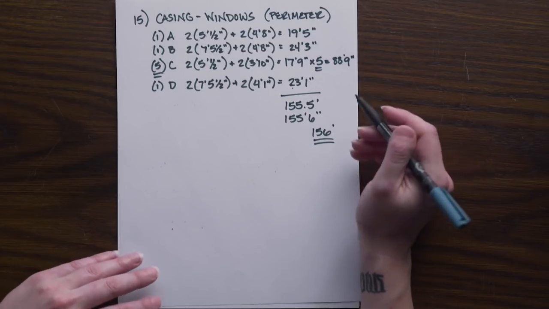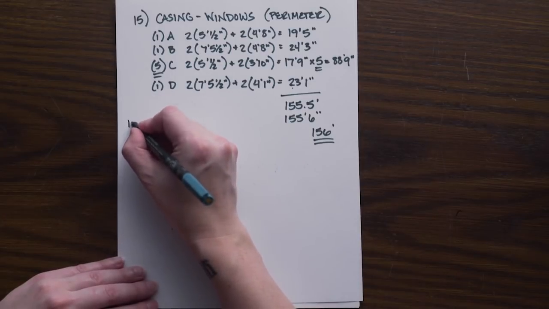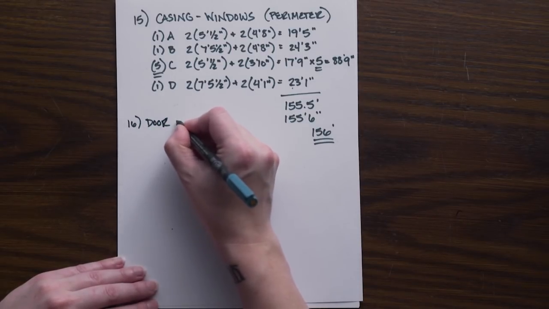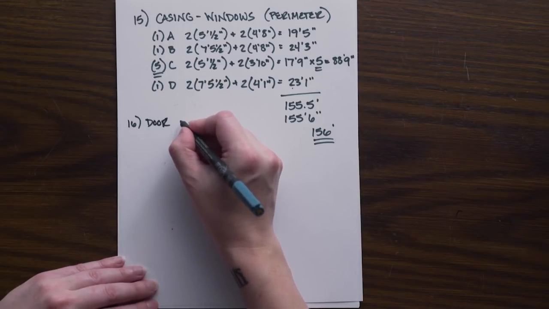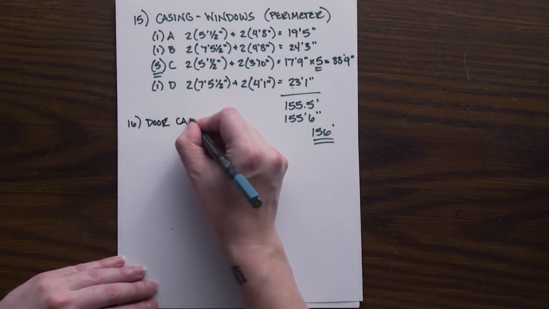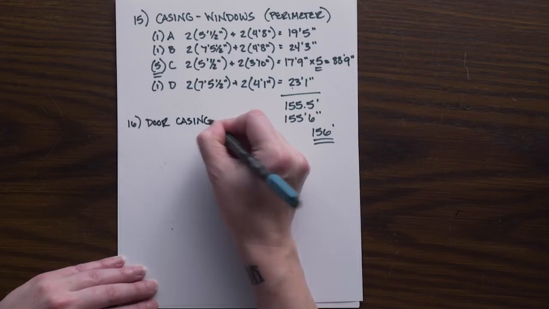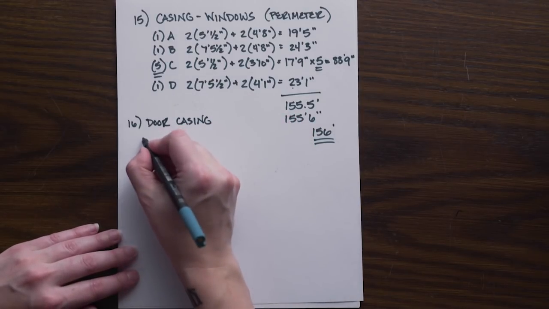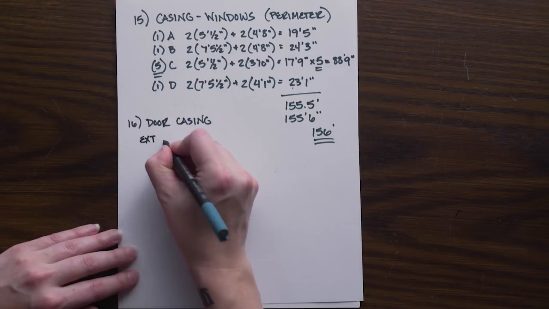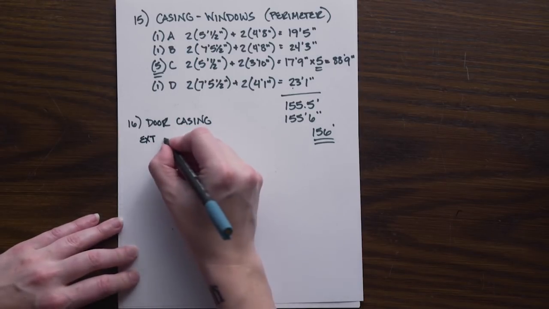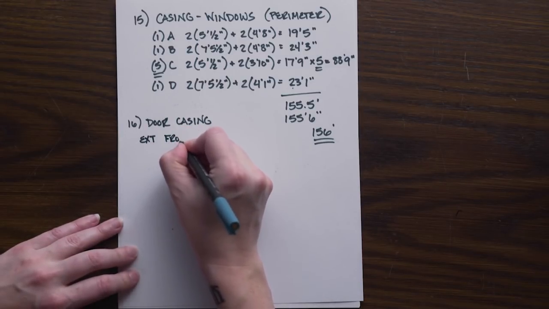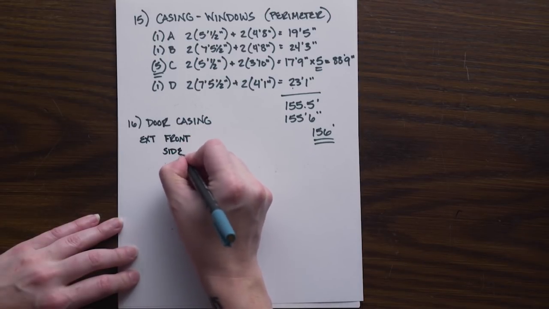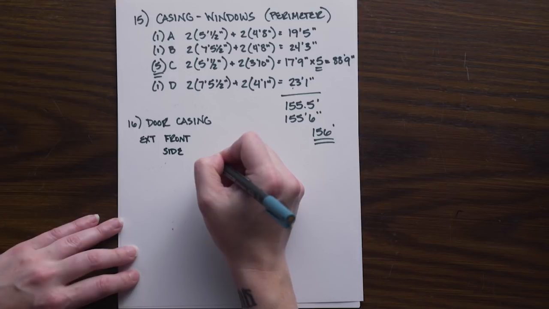The door casing for number 16 is very similar, but we have a few extra doors, so we want to make sure that we don't miss anything. So starting off, we are going to look at our exterior doors. We have the front door and we have the side door. Again, top and sides only.